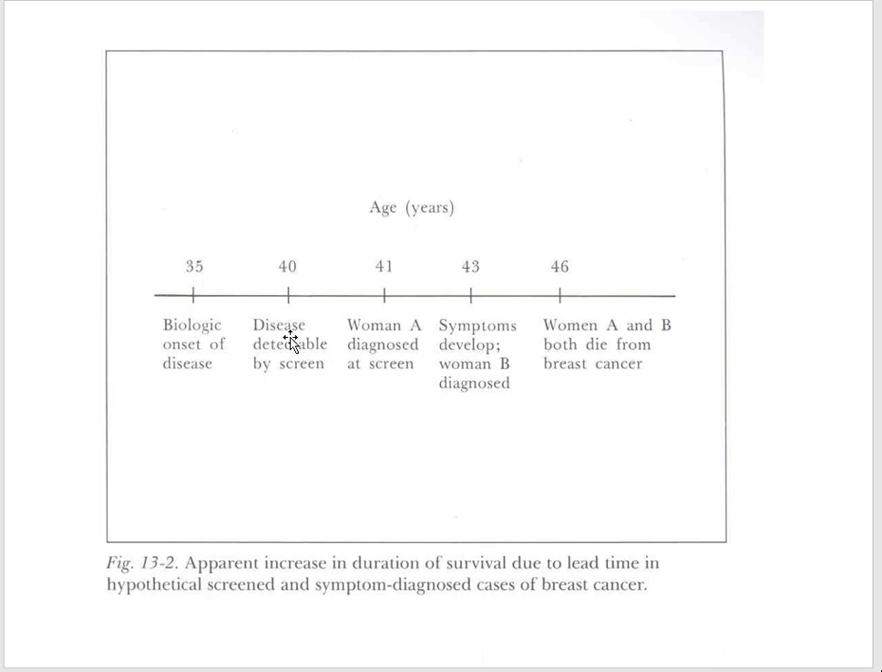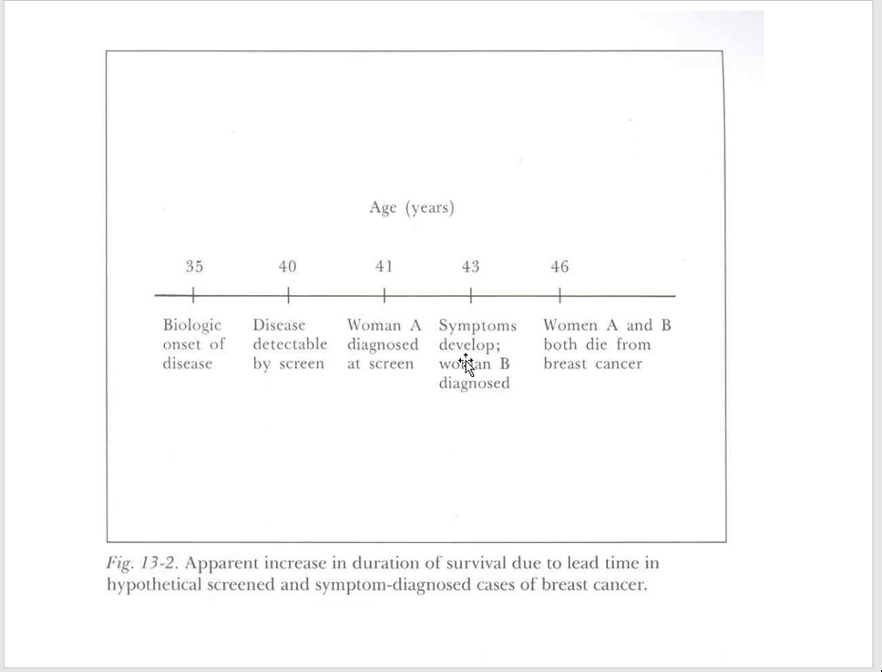I'm going to jump to the end just to show you that the end was the same as well. Both of them died at age 46. So far, the disease started at the same time, became detectable at the same time, and they died at the same time, so obviously there's no difference between them. But notice what happened. At age 41, woman A went for screening and she was diagnosed. Woman B did not go for screening. At age 43, her symptoms developed and then she was diagnosed.